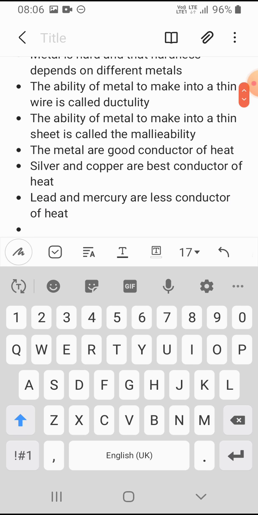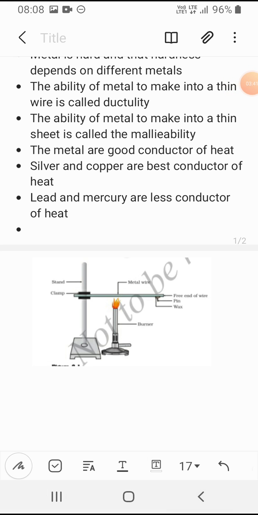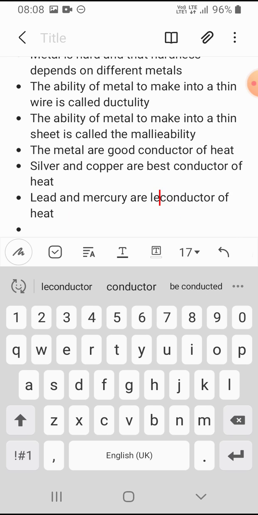You may know the formulas: lead is Pb, silver is Ag, mercury is Hg, and copper is Cu. Silver and copper are the best conductors of heat, and lead and mercury are very poor conductors of heat.